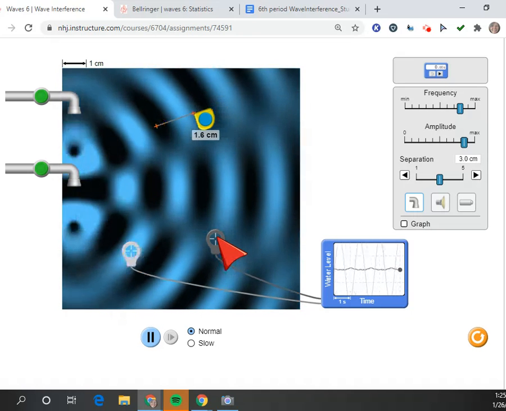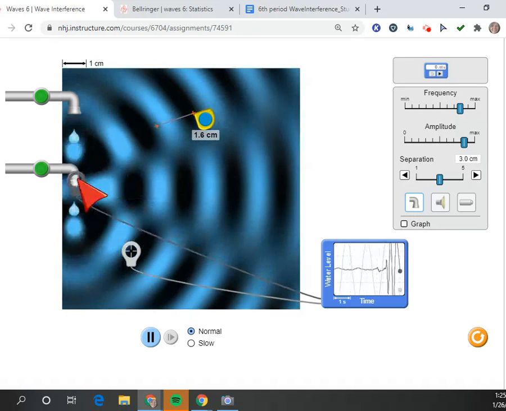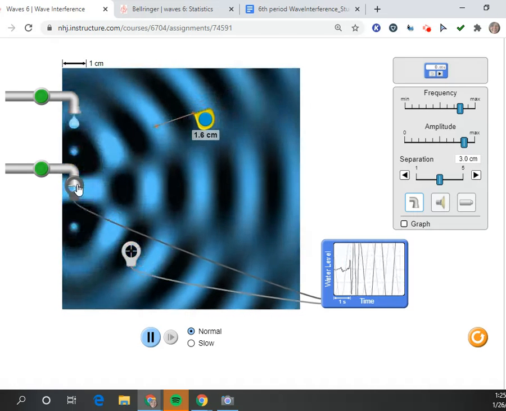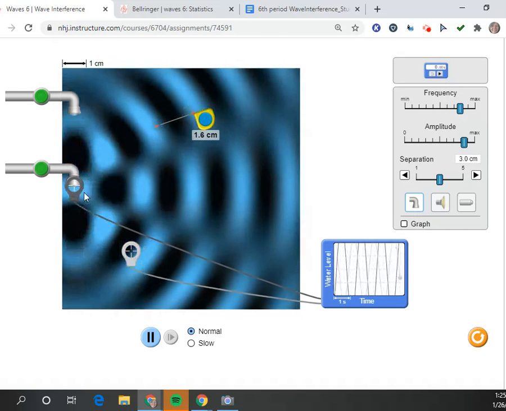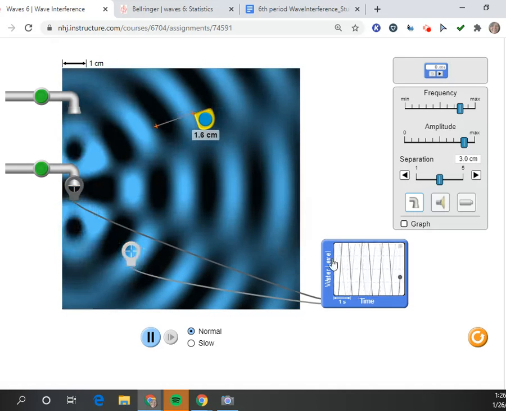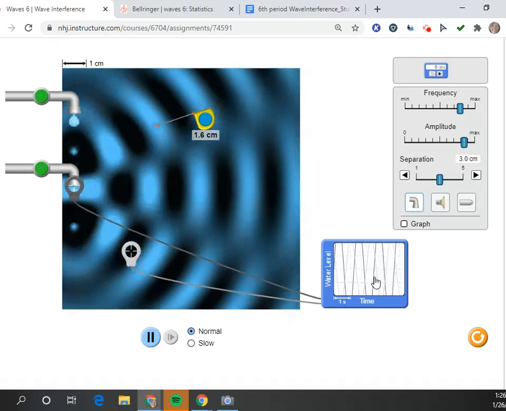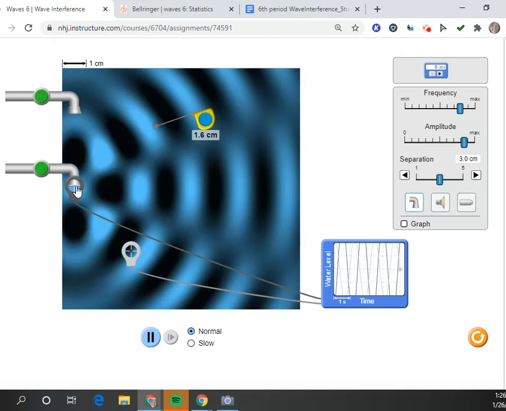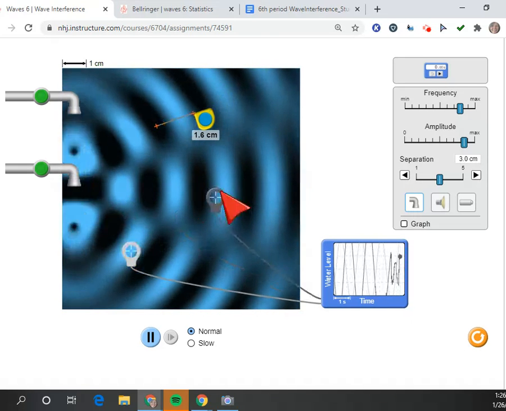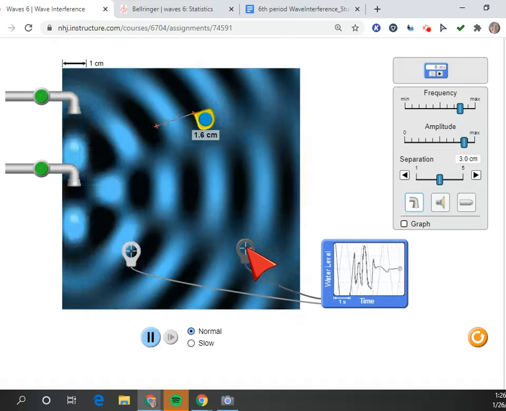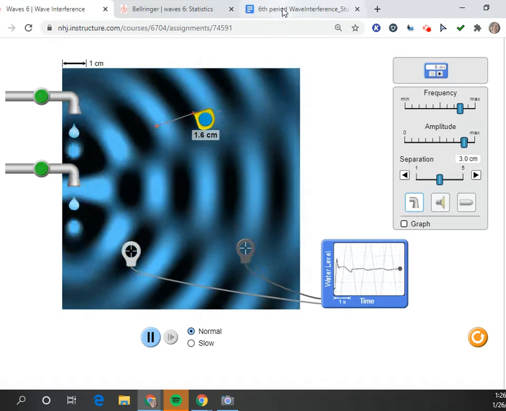Let's put our measurement tool closer and see what happens. So where the waves are lining up together, what kind of interference do we get? Constructive. We're building a much bigger wave. And you can see that in the ripples of water. All right.